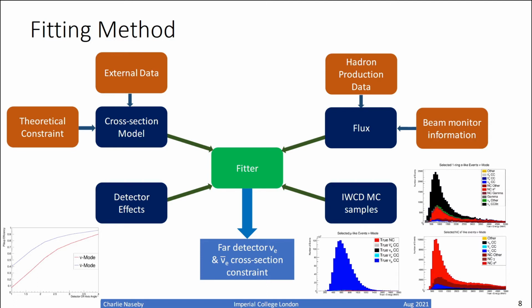At the end of this process, we can extract a constraint on the electron-neutrino and antineutrino cross-section in a form that can be applied to the FAR detector.